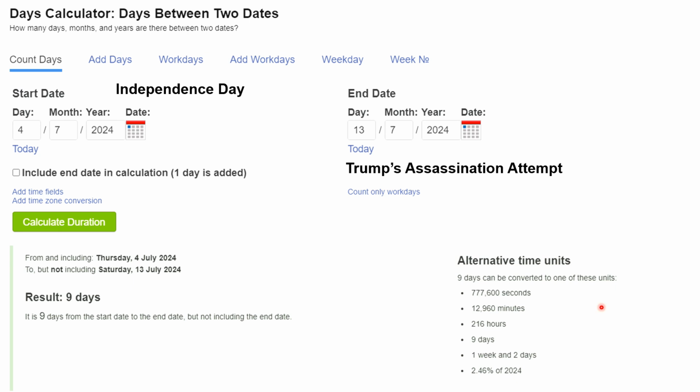And we can look at Independence Day, which is the 4th of the 7th, 2024. Assassination attempt, 13th of the 7th, 2024. And we've got 9 days. But 9 days is 216 hours, and 216 is 6 times 6 times 6.